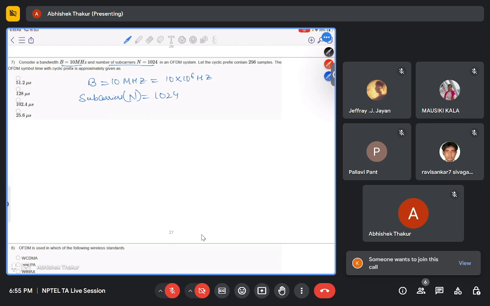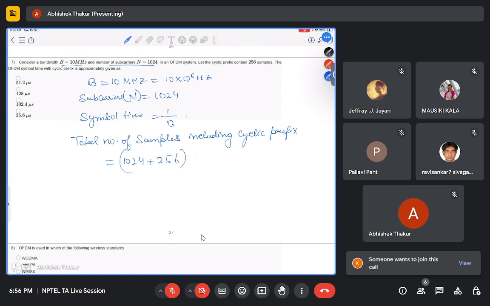So the sample time, the symbol time is given as 1 by B. Total number of samples including cyclic prefix is given as the total number of subcarriers plus the total number of cyclic prefix samples, that is 256 plus 1024. So this will become 1280.